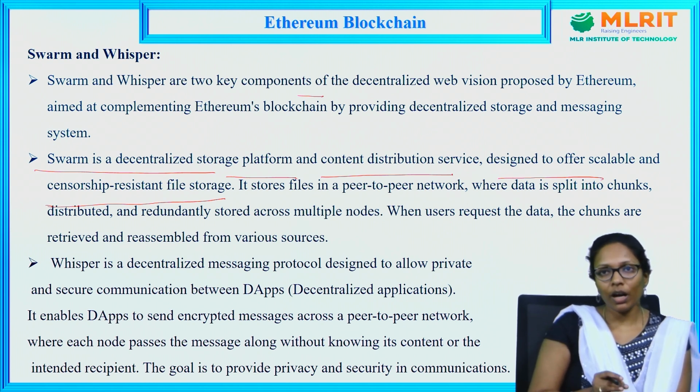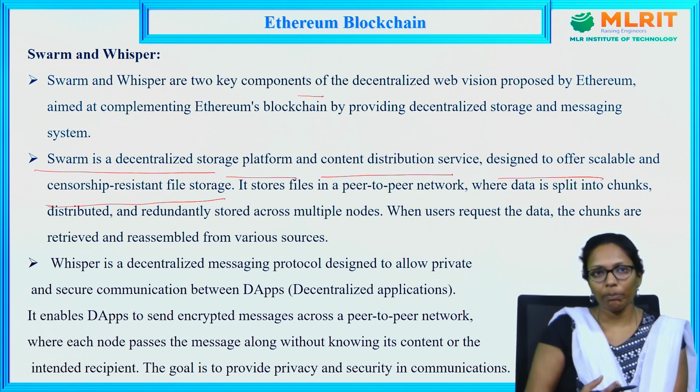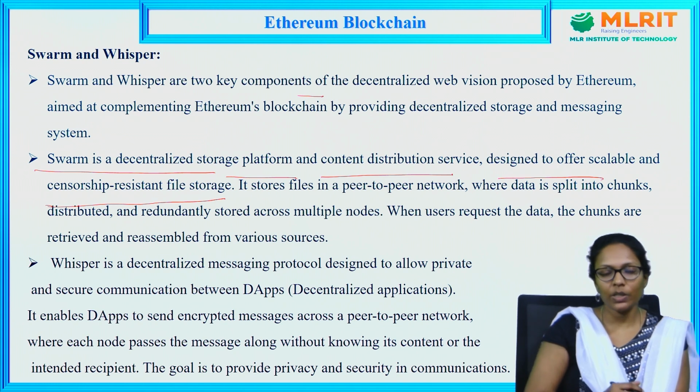In SWARM, the data will be divided into chunks, and those chunks will be stored in different places. Whenever I want to get the transaction data, or a particular piece of data, all these chunks will be combined together and that data will be given by SWARM itself.